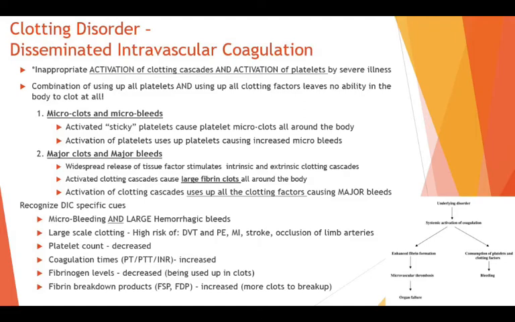The fibrin breakdown products: we still have our natural TPA going around trying to clean up this giant mess. And the fibrin breakdown products are huge because you have huge fibrin clots all over the body to clean up. It cannot clean up fast enough.